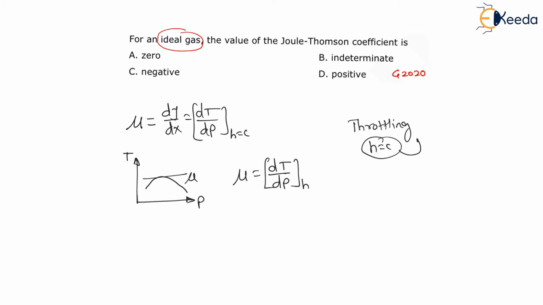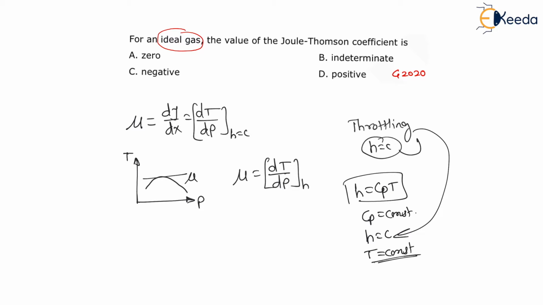Now my dear students, for ideal gas, enthalpy is nothing but CpT. H is equal to CpT. And for ideal gases, Cp is constant. Cp is always constant. And if enthalpy is constant, then temperature is also constant. Right? For ideal gases, Cp is constant, and for throttling, enthalpy is constant. Therefore, temperature will also be constant. That means we can say change in temperature is 0.